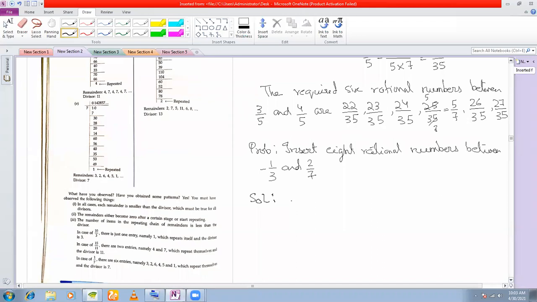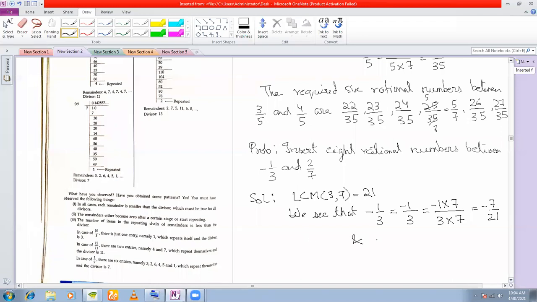You will see the denominators, you will take the LCM of the denominators. So LCM of 3 and 7. You know that the LCM of 3 and 7 is 21, right? So we'll make the denominators 21 of both the fractions. Minus 1/3 is the same as minus 1 by 3, and because we want to make the denominator 21, we'll multiply 3 by 7, and the numerator also by 7. So we'll get minus 7 by 21, right?